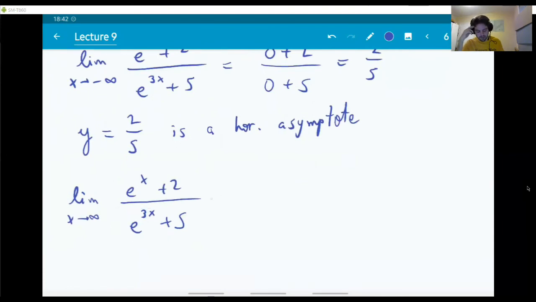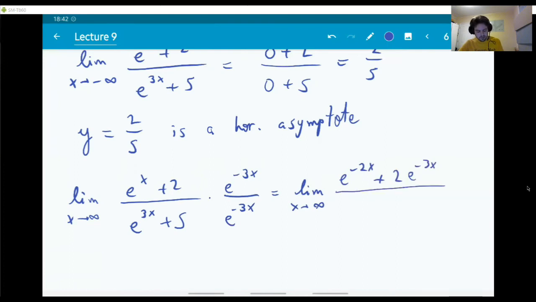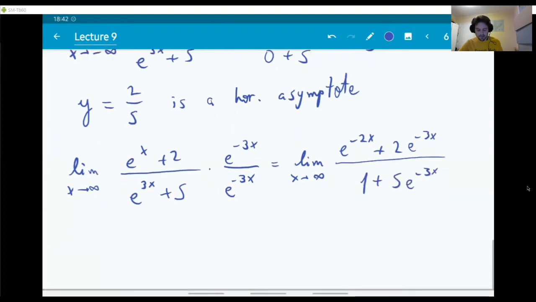What happens if we do that? So basically, dividing by e to the 3x is the same thing as multiplying each one by e to the minus 3x. What happens if we do that? E to the x times e to the minus 3x is e to the minus 2x. And downstairs here, you're going to have 1 plus 5 e to the minus 3x. What happens? Now you can plug in. E to the minus anything when that thing is going to infinity is 0.